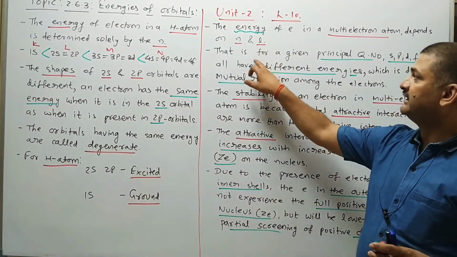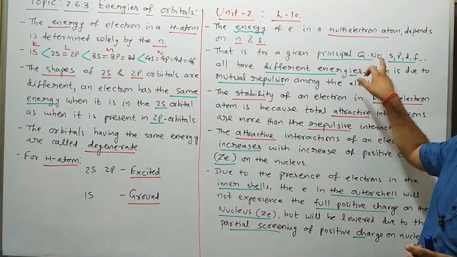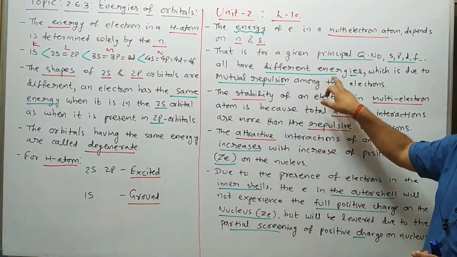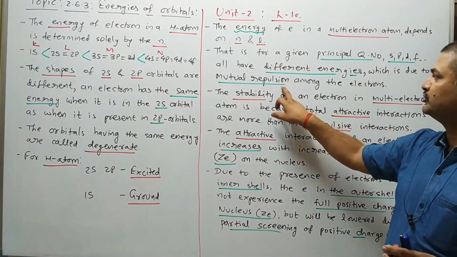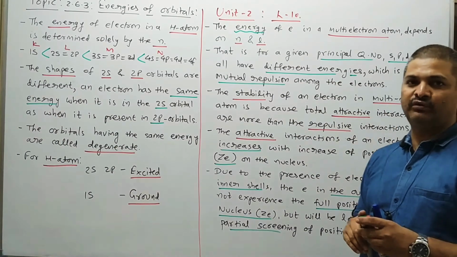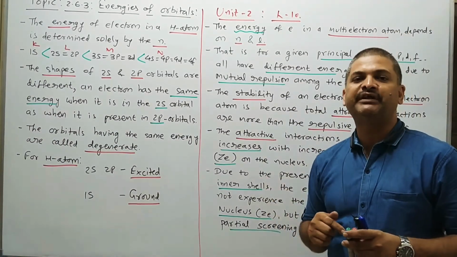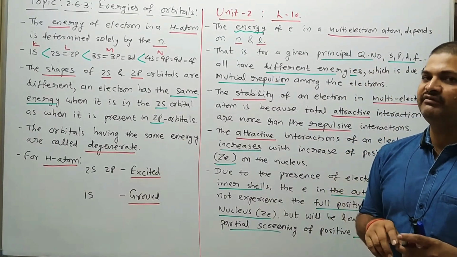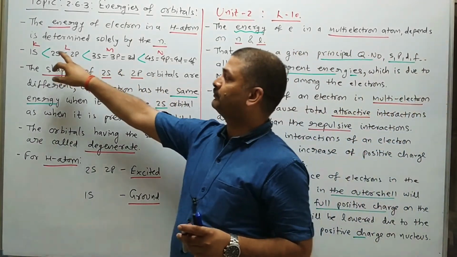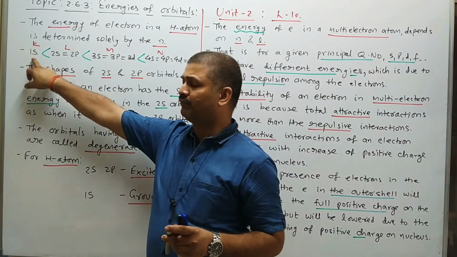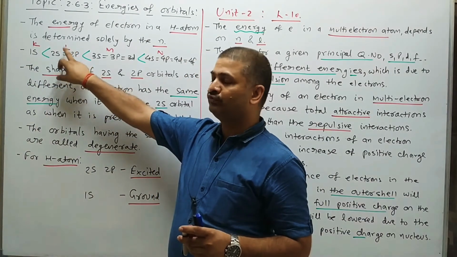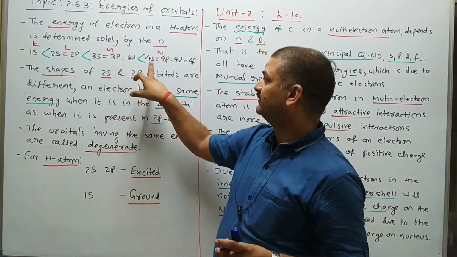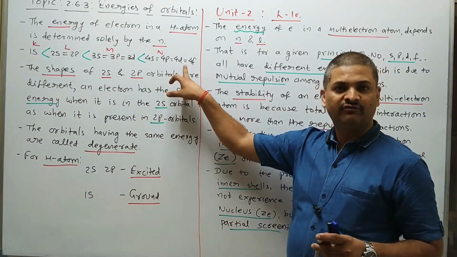Now next one, for a given principal quantum number, here s, p, d, f orbitals are there. All have different energy, which is due to mutual repulsion among the electrons. It means if the principal quantum number changes, then the arrangement of orbitals will also change. For example, here the principal quantum number is 1, therefore only the 1s orbital will come. Here 2, so 2s and 2p will be there. Similarly 3, so 3s, 3p and 3d are there. Similarly 4s, 4p, 4d and 4f will be there.